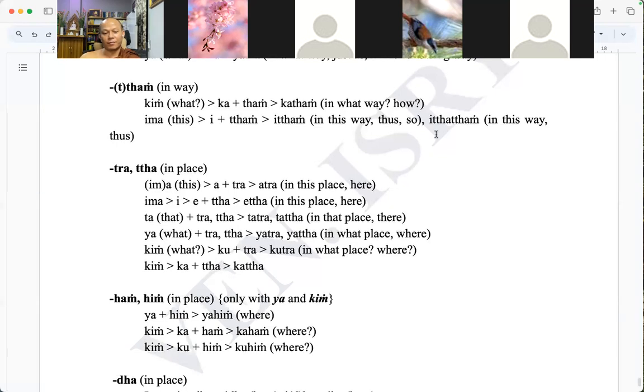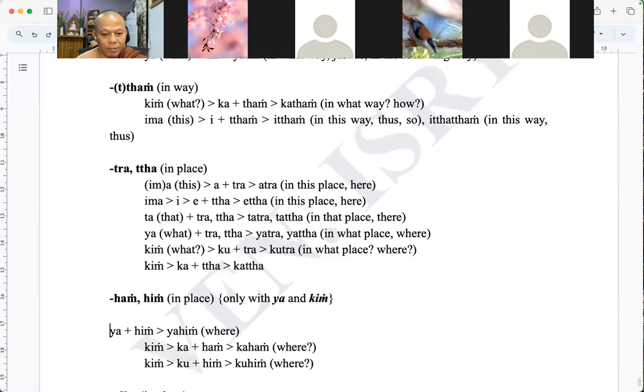For example, Bante, if we use where in a sentence, for example, we say we go to that school where we can find many precious books. So for the word where, we can also use yattha or yahiṃ. Yeah, it is possible. Yeah, so I got this point.